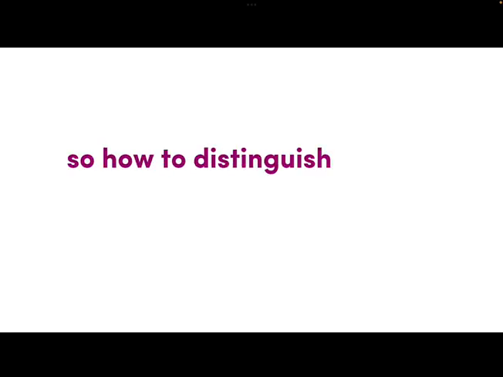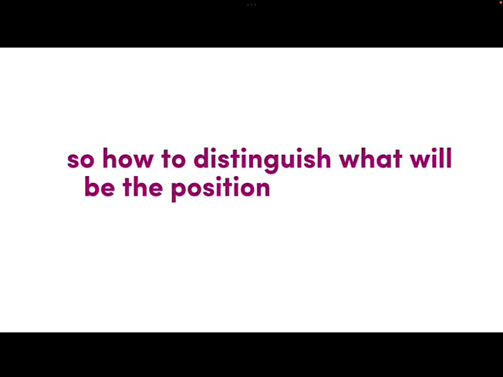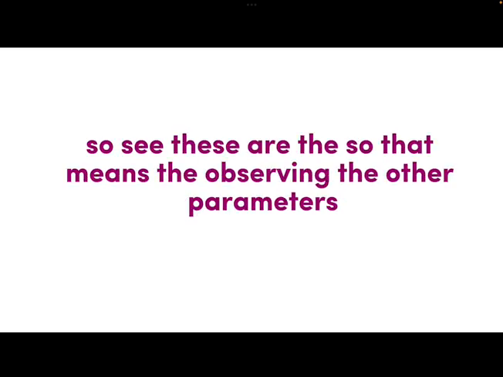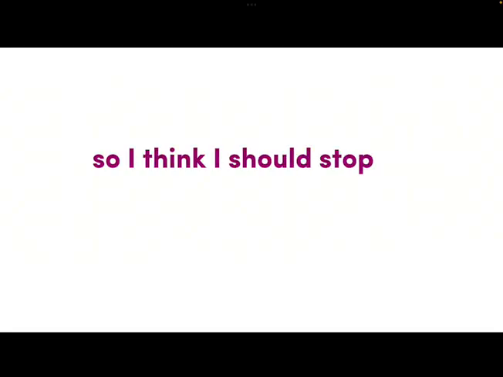But if the whole lung is gone, this will behave like pleural effusion, because in the whole lung there is no sound, nothing. So how to distinguish? What will be the position of the trachea? So see, by observing the other parameters we can easily distinguish. So I think I should stop this lecture here.